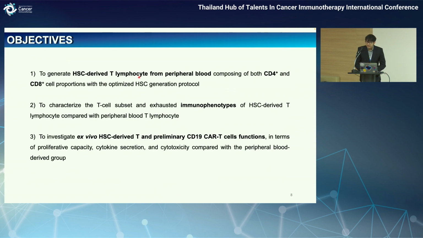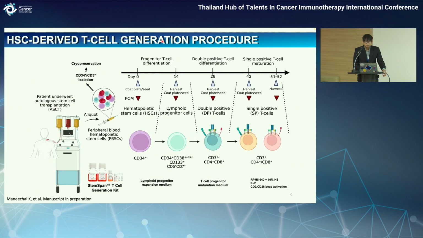So in this study, we aim to generate mature T cells from the patient peripheral blood with an optimized generation protocol. This is the generation procedure that divides into 3 phases. The first one is progenitor T cell differentiation from day 0 to day 14. The second one is double positive T cell differentiation from day 14 to day 42. And the last one is the single positive T cell maturation for a further 10 days. The figure below demonstrates the expected biological process change at each time point of the differentiated cell.